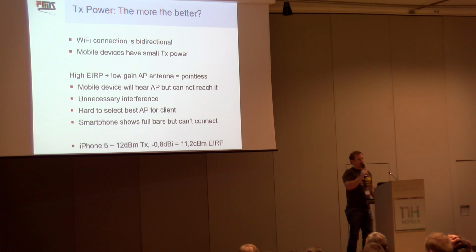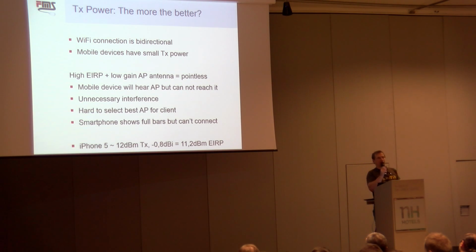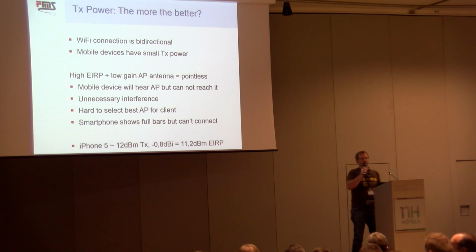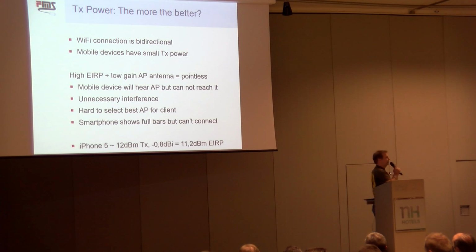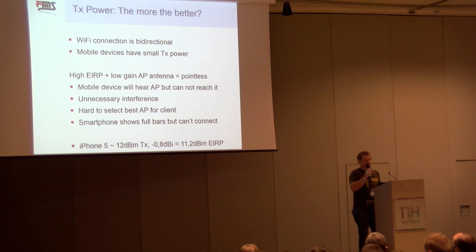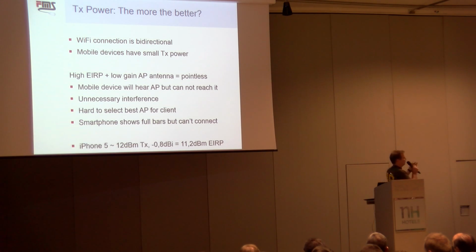So usually you can say high EIRP in such an installation with a low antenna gain at the access point is pointless in the best case or will even cause problems for you. As I just said, the mobile device will receive but can't send back. You will cause unnecessary interference for your own network if you start shouting with high power. And it might be even harder for your mobile device to select the best access point to connect to. For example, imagine close by 5 gig access points in indoor channels and a far away access point in outdoor channels.